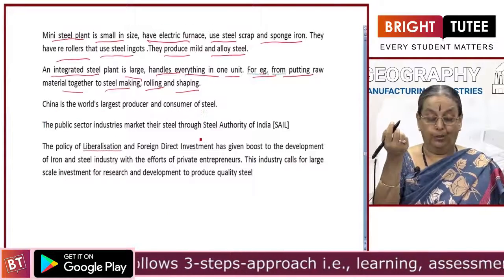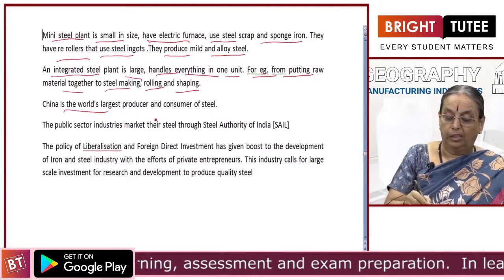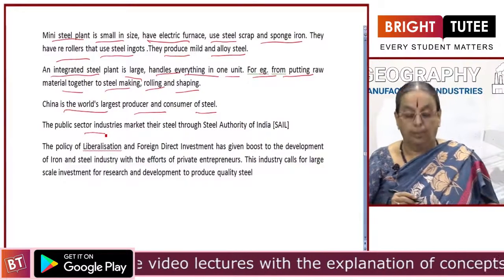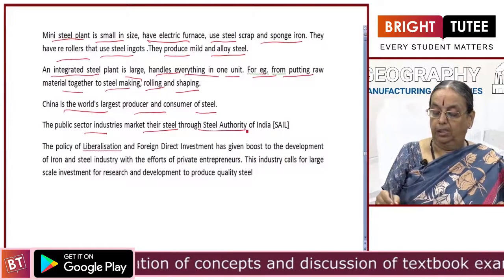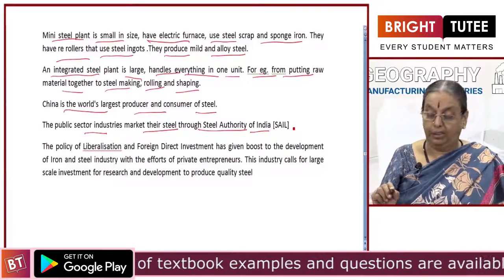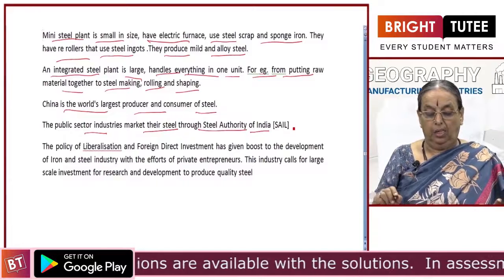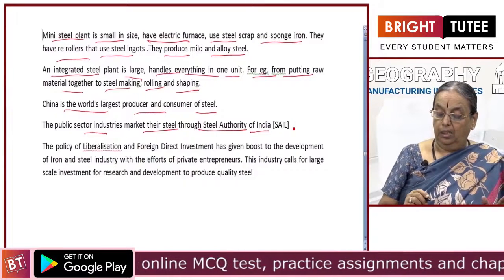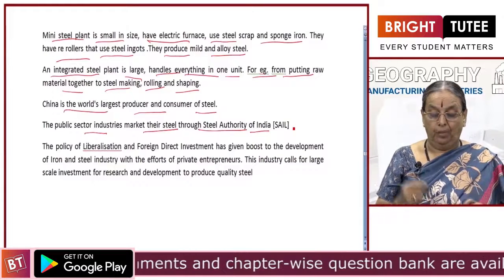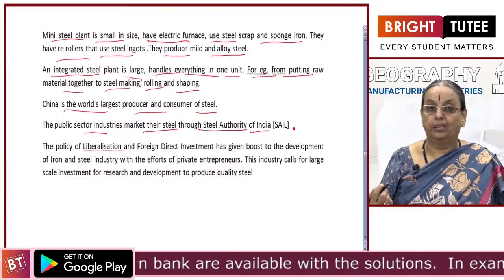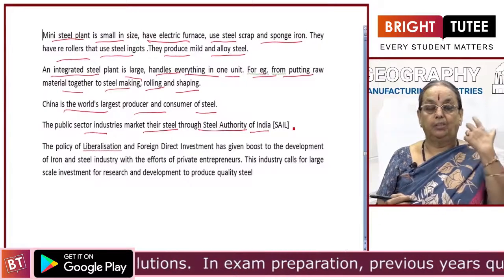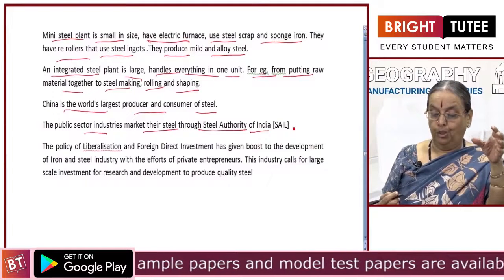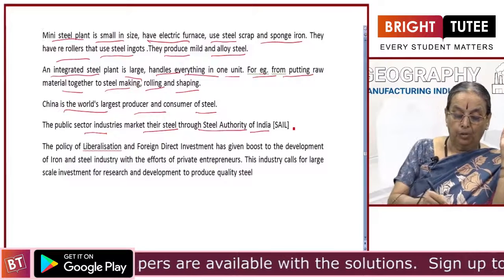Now, when you talk about the leading producer, we have just discussed that China is the world's largest producer and consumer of steel. And the public sector industries in India market their steel through the Steel Authority of India, abbreviated as SAIL. This is the agency mainly acting for marketing steel goods in India. And iron and steel being a basic or key industry, we need to increase the production of iron and steel goods over a period of time by updating our technology and by investing more in it. So, the policies that we have taken up have really given a boost to developing the iron and steel industry over a period of time. So, what are the policies for that?